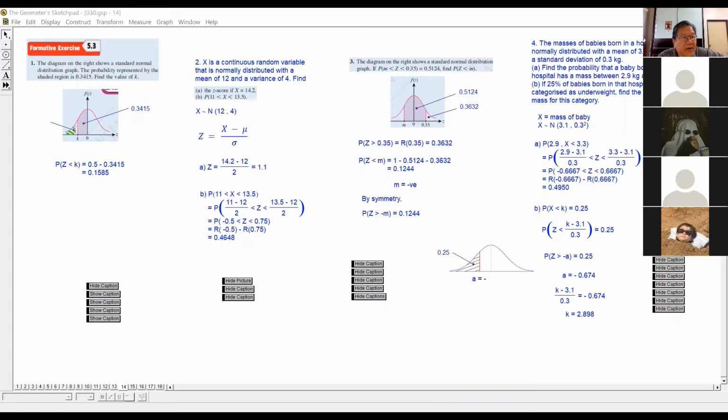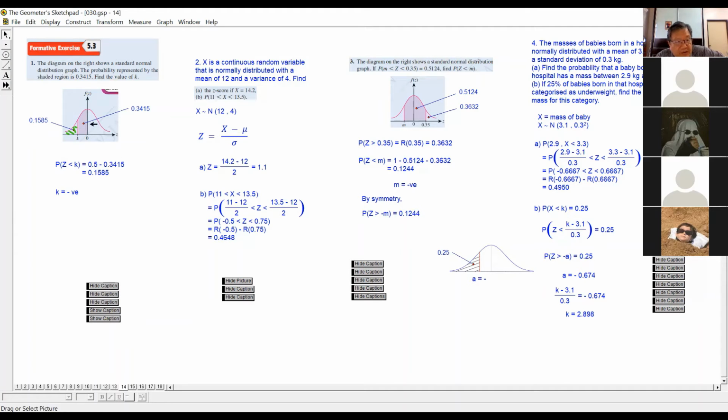This area here. Right? So 0.1585 is actually this green area here. Right? So using this probability, I can find the value of k.